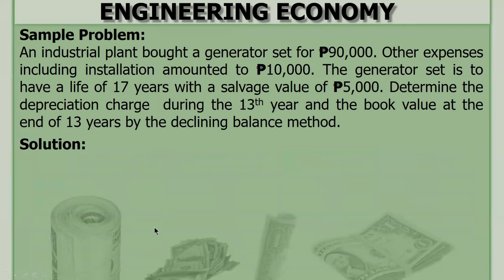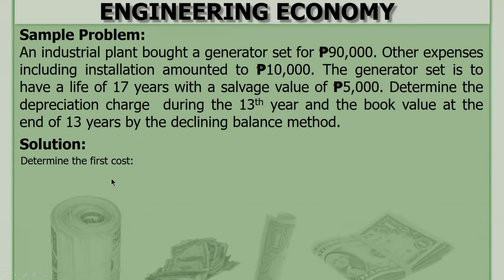Another problem. An industrial plant bought a generator set for 90,000 pesos. Other expenses, including installation, amounted to 10,000 pesos. The generator set is to have a life of 17 years with a salvage value of 5,000 pesos. Determine the depreciation charge during the 13th year and the book value at the end of 13 years by the declining balance method. Okay.